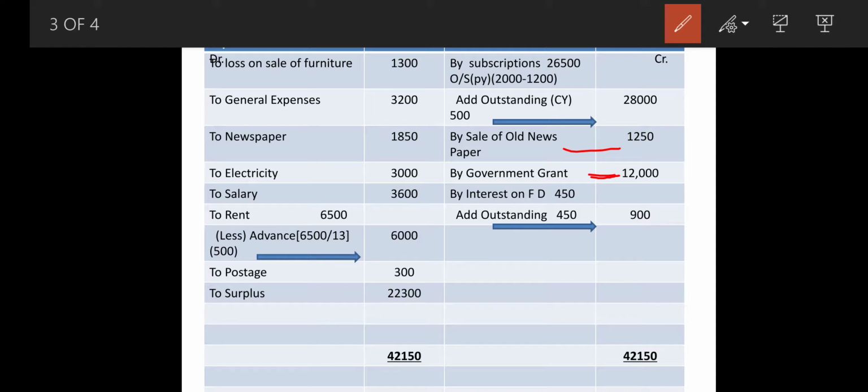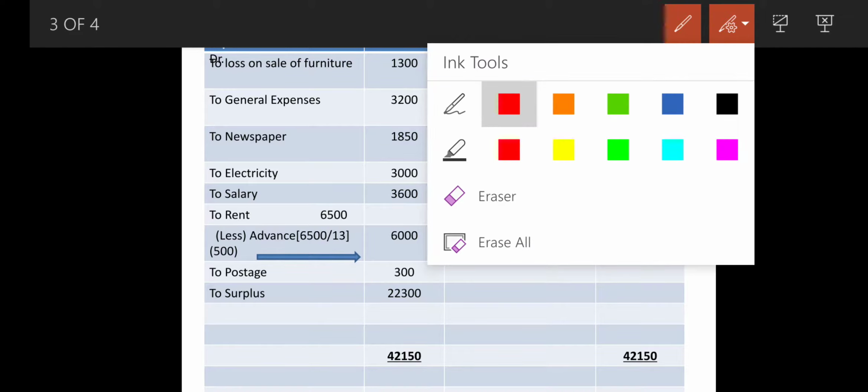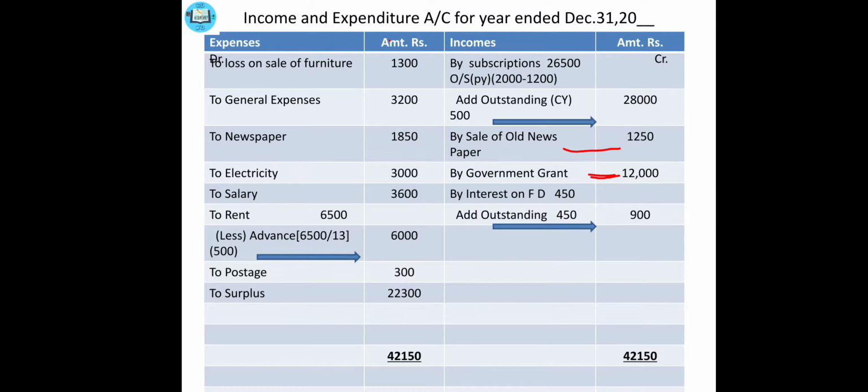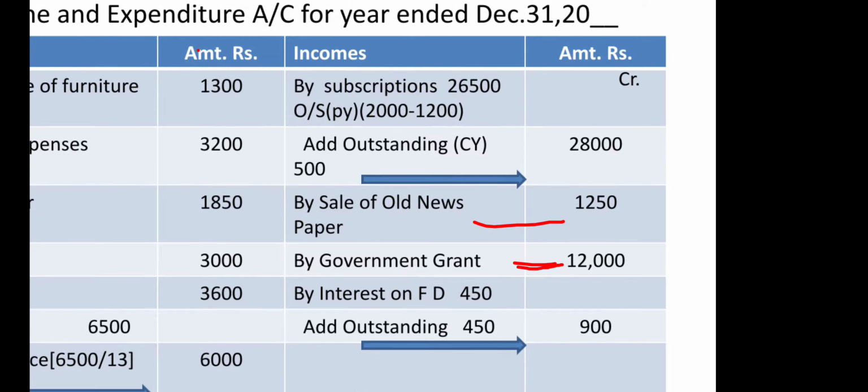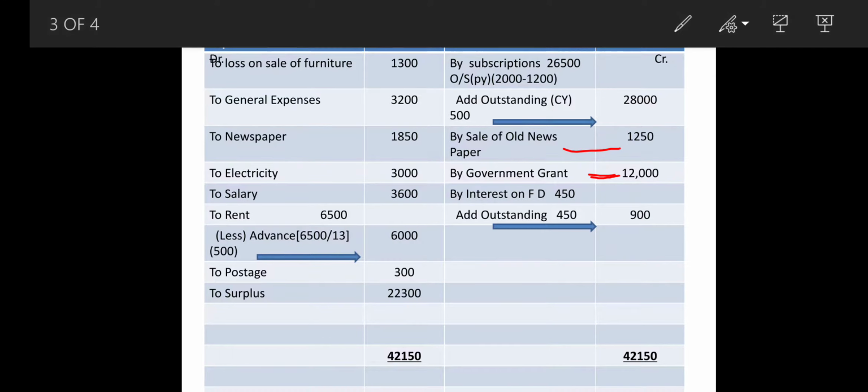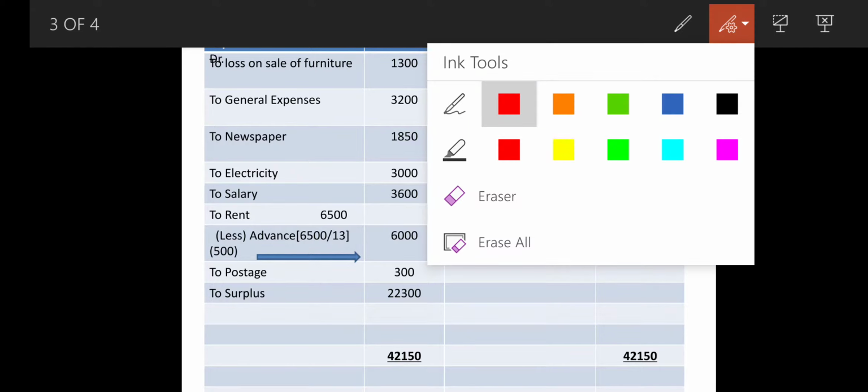Understood? Then we had made a tick mark on furniture. If you had observed, I had made you tick mark on furniture. So ignore this furniture right now, sale of old furniture. Come to your interest received on fixed deposit. Now this is also to be tick marked because there was an internal adjustment. When I read the sum, I told you there is a hidden adjustment over there. So make a tick mark on that also.